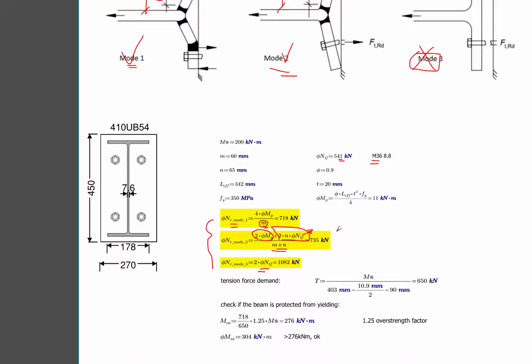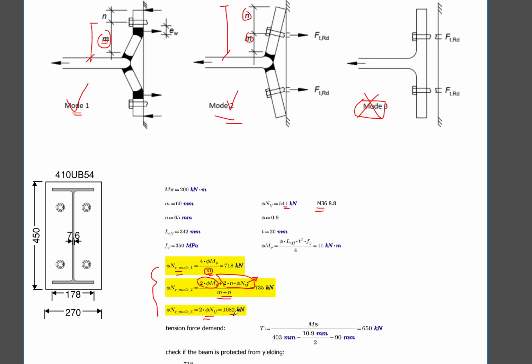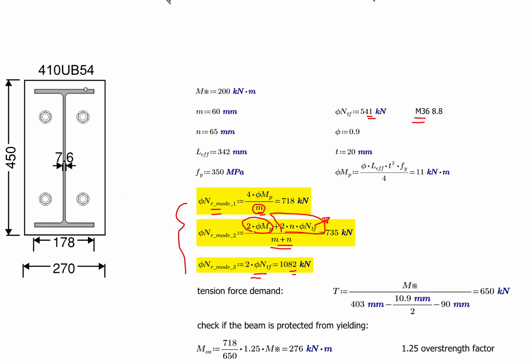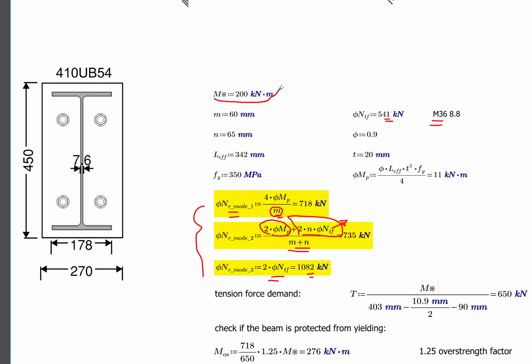So the third mode is purely the tensile strength of the bolts, which is straightforward. Looking at your calculations, this is the example: our moment demand is 200 kilonewton-metres. Comparing the three modes, mode 1 and mode 2 are quite close. In the design I would consider both, because we're talking about 718 and 735, a 17-ish difference, which is minor. So it could be either failure mode 1 or mode 2. Just bear that in mind.